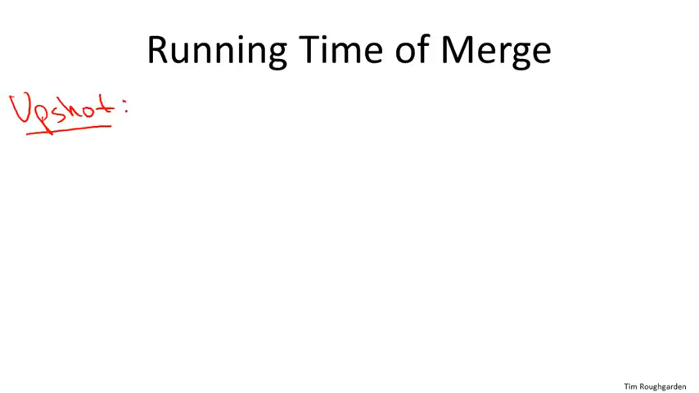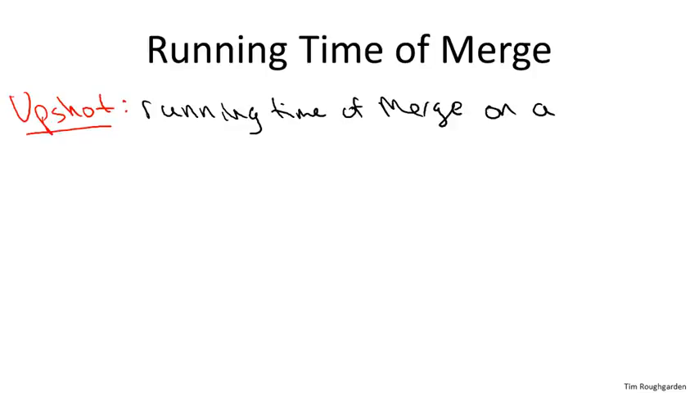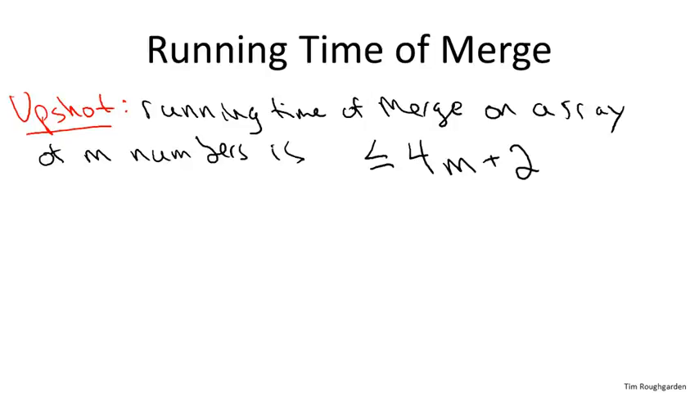So the upshot is that the running time of the merge subroutine, given an array of m numbers, is at most 4m plus 2. So a couple of comments. First of all, I've changed a letter on you, so don't get confused. In the previous slide, we were thinking about an input size of n. Here, I've changed the name of the variable to m. That's going to be convenient once we think about merge sort, which is recursing on smaller subproblems. But it's exactly the same thing, m, n, whatever. So an array of m entries, it does at most 4m plus 2 lines of code.